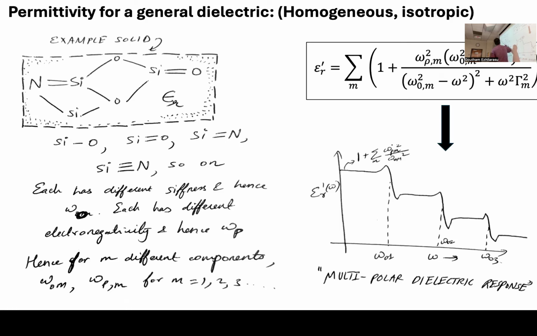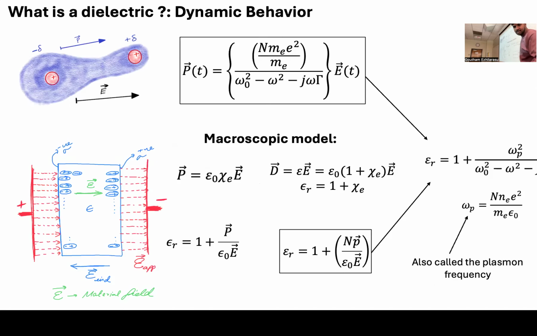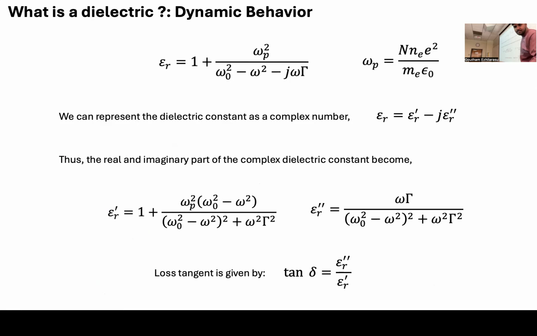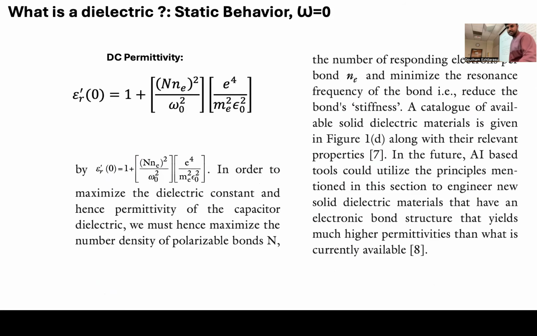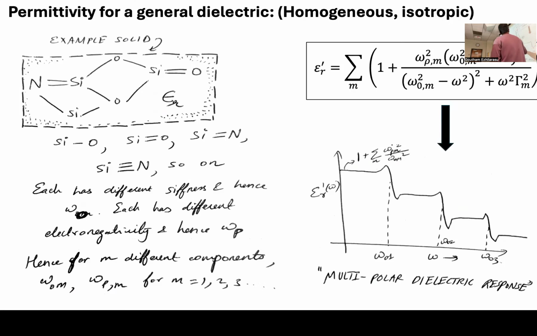So for each bond, you can calculate the same formula, which is, if I remember right, this formula. Each type of bond will have this formula. And then for the entire solid itself, you just add this same kind of expression for each kind of bond that is present. That's why in this case, you have a sum over M, where M represents each kind of bond in this particular solid.